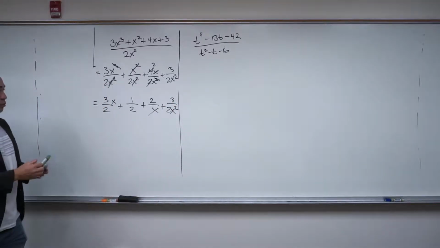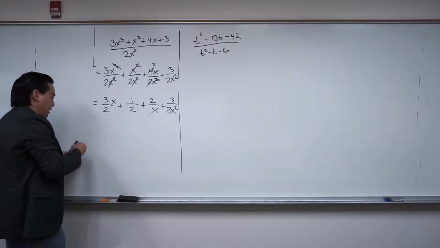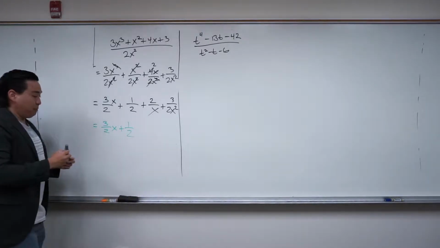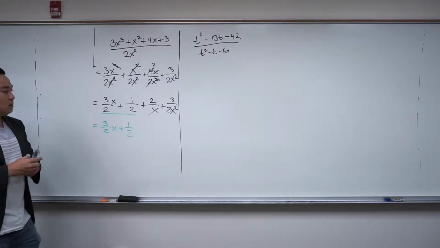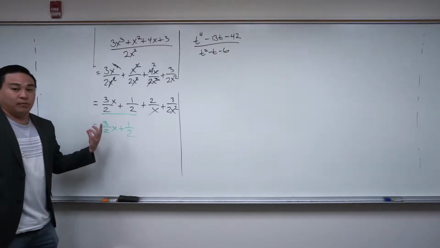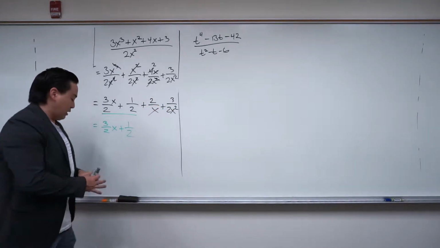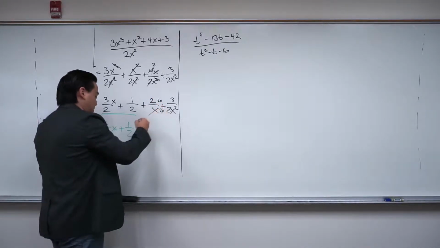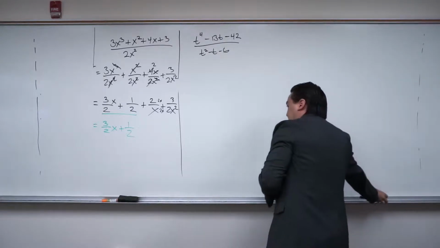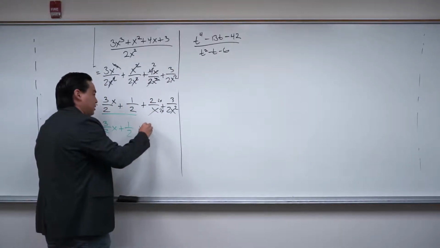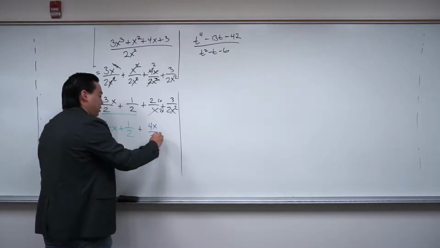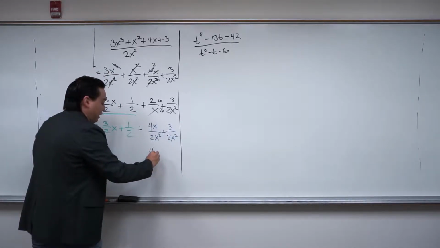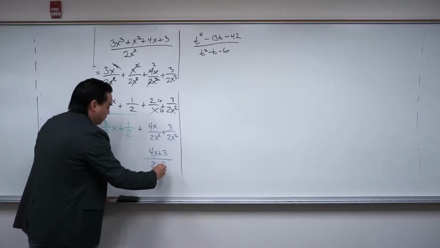Yep. Now, we can leave it like this, right? If we were to write it out, that part here is going to be our quotient. The remainder part is actually this part over here. And if you rewrote it, let's say I multiplied the top and the bottom by 2x instead, what you would get here is plus 4x over 2x squared plus 3 over 2x squared. And this blue part is going to be 4x plus 3 all divided by 2x squared.